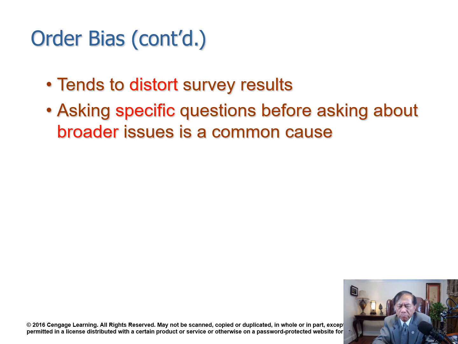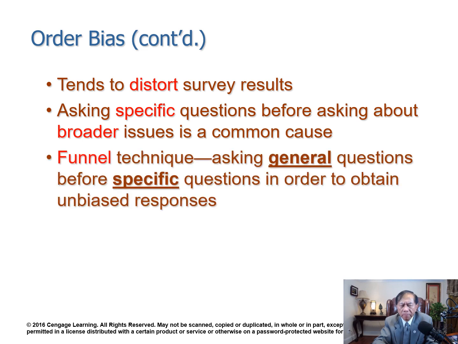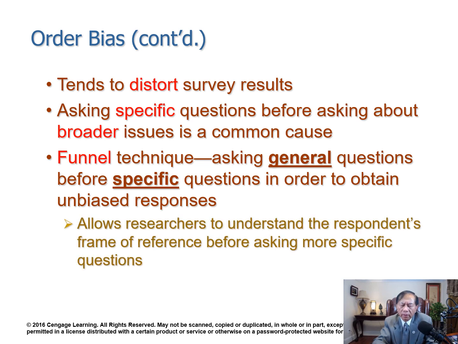Asking specific questions before asking about a broader issue is a common cause. You should ask the broader issue first, then go deeper into more specific questions, and then it's in the correct order. Funnel technique: asking general questions before specific questions in order to obtain unbiased responses. That's called the funnel technique. This allows researchers to understand the respondent's frame of reference before asking more specific questions.